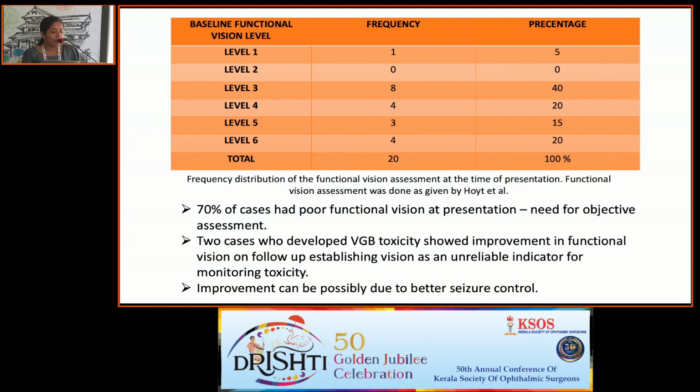So this is how the frequency distribution of functional vision assessment at the baseline visit went, and about 70% of the children had poor functional vision at the time of presentation, indicating a need for an objective assessment. And moreover, 2 children who developed vigabatrin toxicity actually showed improvement in functional vision assessment that can probably be due to better seizure control, establishing that it is an unreliable indicator for assessing vigabatrin toxicity.